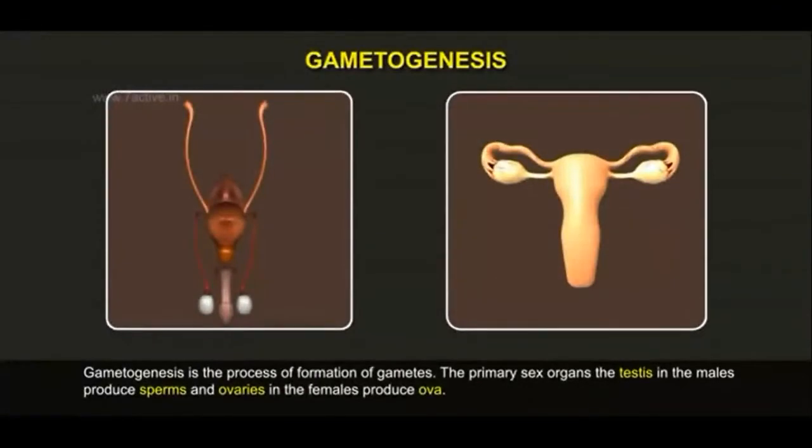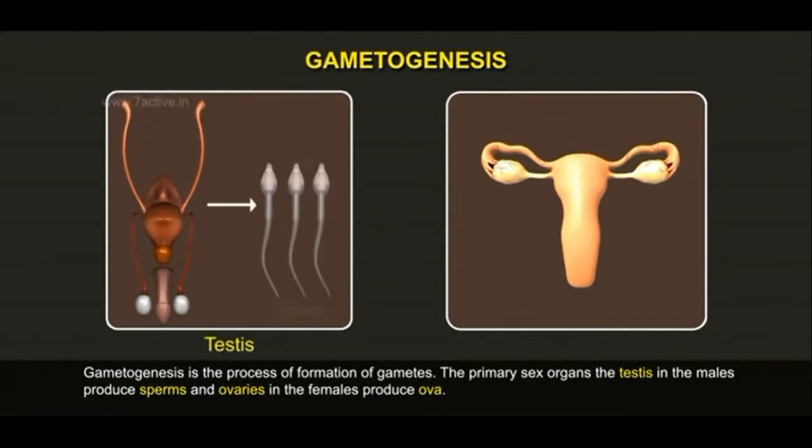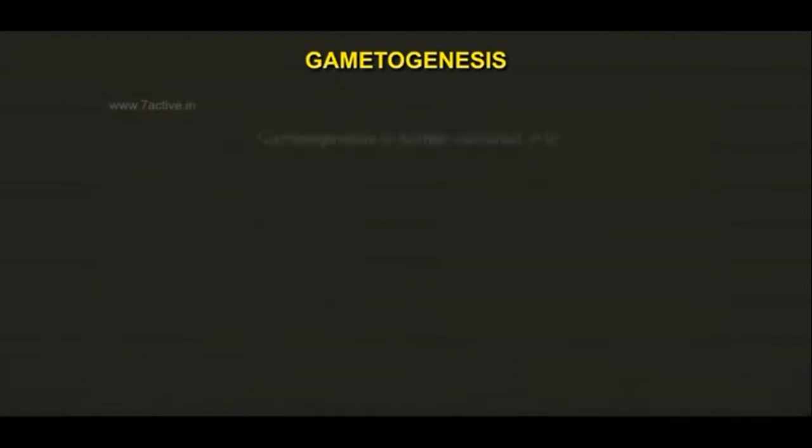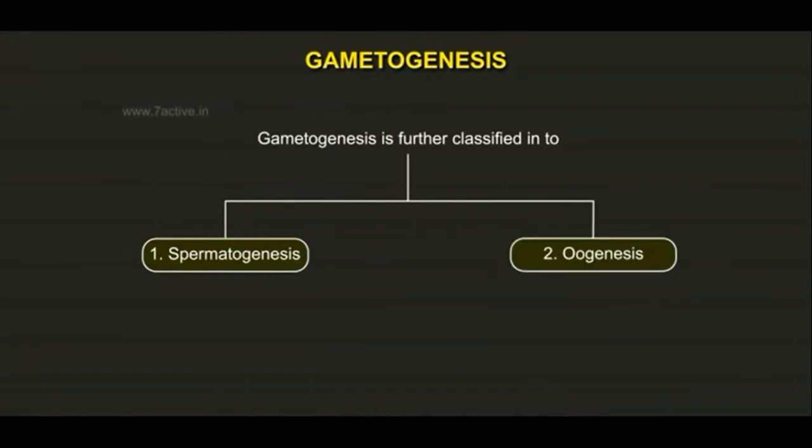Gametogenesis. Gametogenesis is the process of formation of gametes. The primary sex organs, the testes in the males, produce sperms, and ovaries in the females produce ovum. Gametogenesis is further classified into 1. Spermatogenesis. 2. Oogenesis.